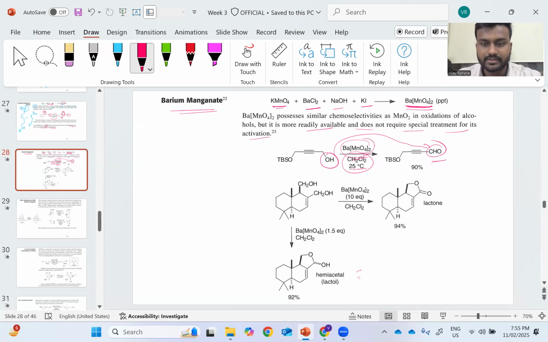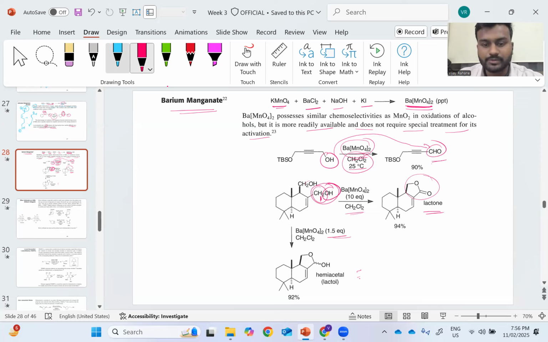Another example is shown for the oxidation of this alcohol, and in this case the barium manganate is added in DCM in quite large excess. It leads to the formation of lactone. So what happens? The first oxidation is of this allylic alcohol, which is highly reactive, right? So it converts into the aldehyde, and this alcohol reacts with the aldehyde. It gives the lactone. So the oxidation of this CH2OH hydroxy group, which is the allylic alcohol, occurs, followed by the lactone formation.